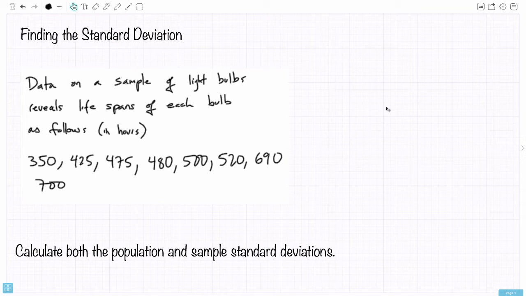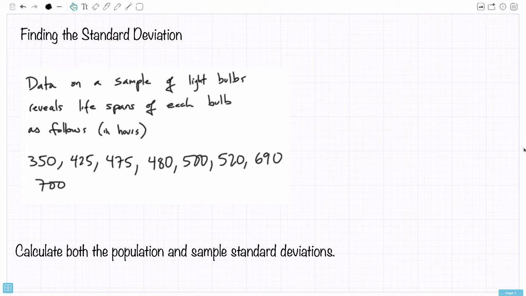In this video, I'm going to do an example of finding a standard deviation. The example says data on a sample of light bulbs reveals lifespans of each bulb as follows, in hours: 350, 425, 475, 480, 500, 520, 690, and 700. Those are the hours that a random sample of light bulbs last, the duration of their lifespan in hours, given by this data. The question is to calculate both the population and sample standard deviations.